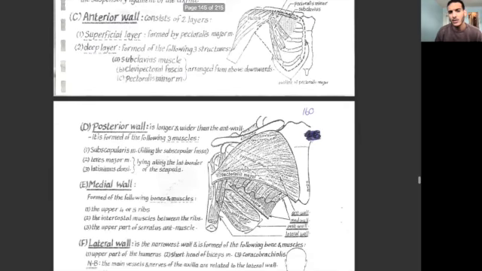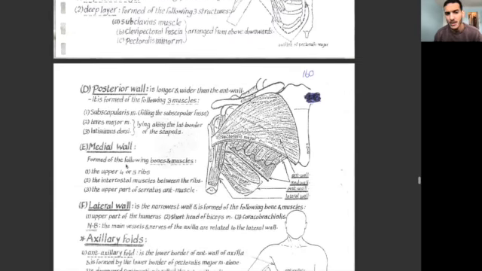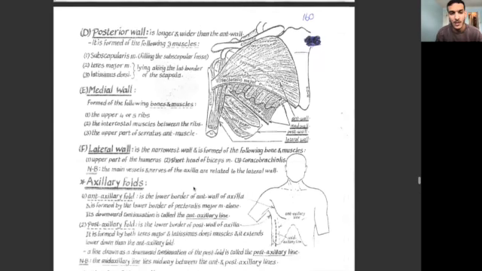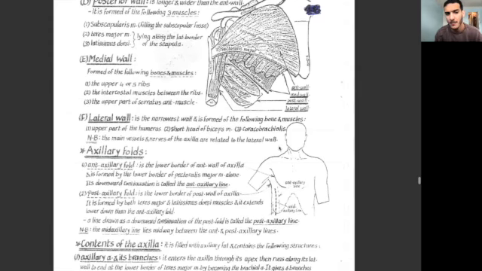Okay. And so the posterior wall is longer, and of course it's wider. It's formed by three muscles: subscapularis, teres major, and latissimus dorsi. The medial wall, the wall that is closer to your ribs, is formed by the upper 4 or 5 ribs, the intercostal muscles between them, and the upper part of the serratus anterior muscle. And the lateral wall, the wall that faces your humerus, is formed by the upper part of the humerus, short head of biceps, and coracobrachialis.